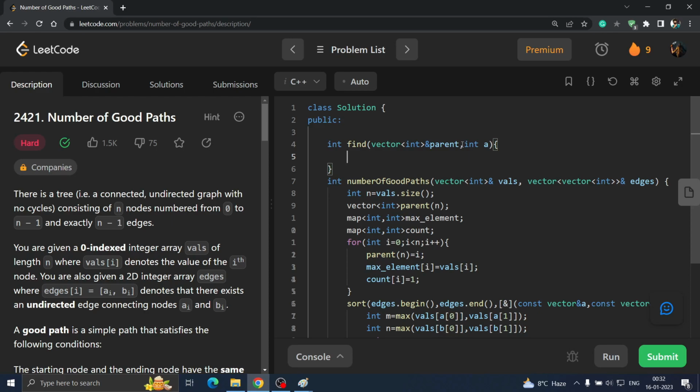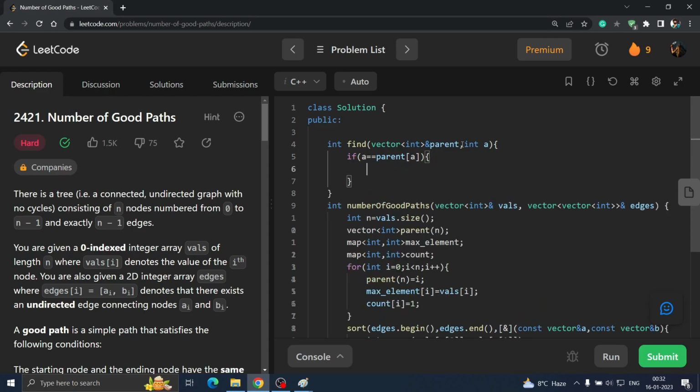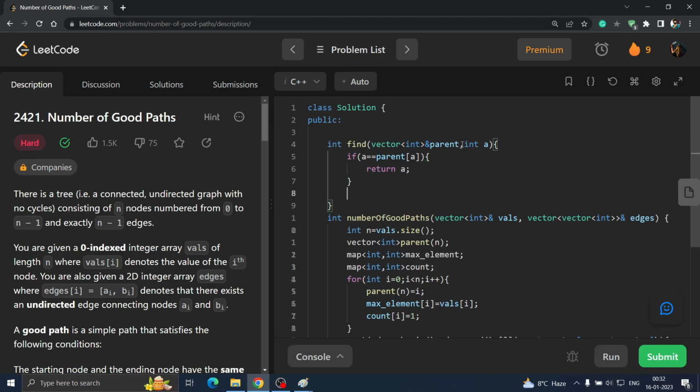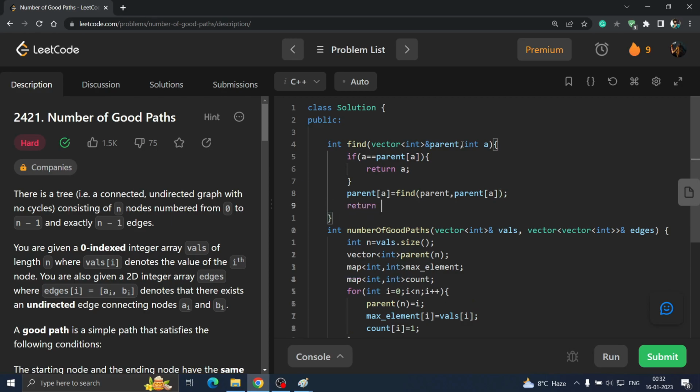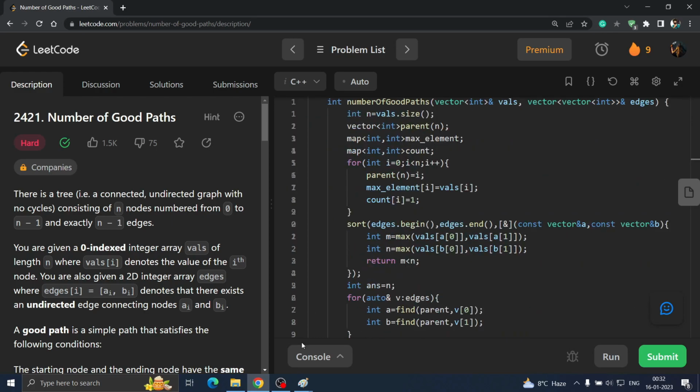Now what we have to do in this find union function: if a is equal to parent of a, that means if it is already equal to its parent, then we simply return the value. But if it is not the case, we will update the parent by calling the find function recursively and passing the vector and passing the parent of the current vector. Okay, then the parent is getting updated, and finally we return the parent. So this all is happening for the union function.